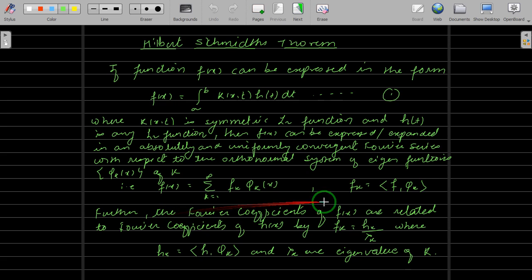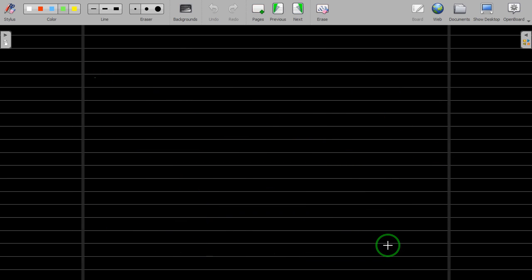Further, the Fourier coefficients of f(x) are related to the Fourier coefficients of h(x) by f_k equals h_k upon lambda_k. Here f_k is the inner product of f with phi_k, h_k is the inner product of h with phi_k, and these lambda_k are the eigenvalues of K. So let us prove this theorem, and then we will see how we can use this Hilbert-Schmidt theorem for solving the integral equation. So let's do this proof.